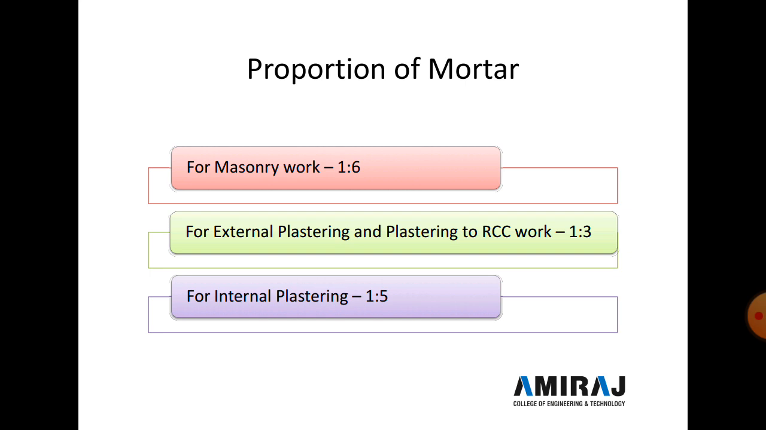Now next is the proportion of the mortar. For masonry work, mortar is in a 1:6 proportion. So what is 1:6? 1 part of cement and 6 parts of sand. We also take this ratio by weight, so 1 kg of cement is equal to 6 kg of sand. Now next, for external plaster or plastering to RCC work, the proportion is 1:3, so 1 part of cement and 3 parts of sand. And for internal plastering work, a 1:5 ratio is required.